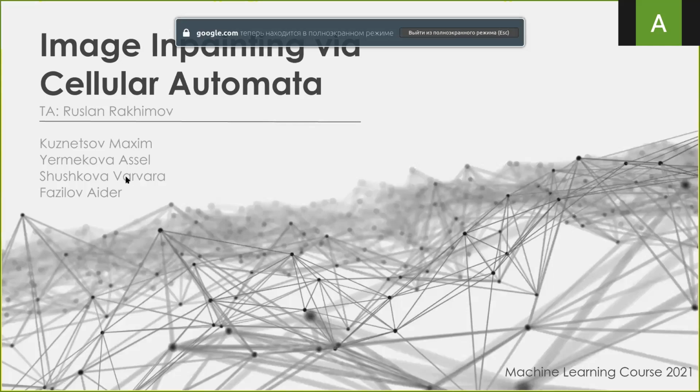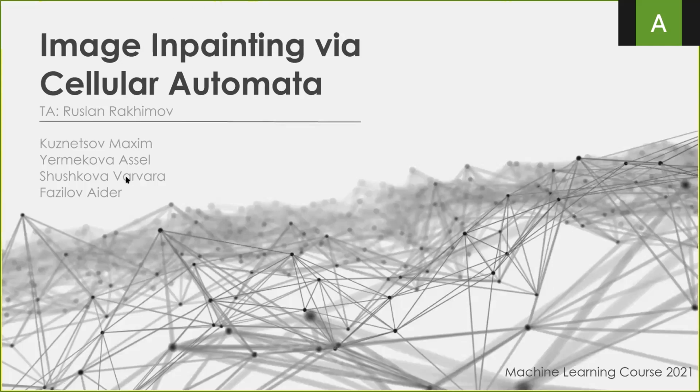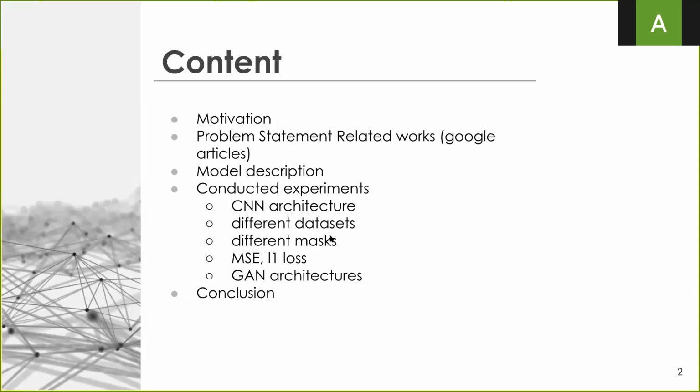Okay, hello everyone. Today our group will present the topic of the project: image inpainting via cellular automata. Here you can see all the people in the group, and our TA is Ruslan Rahimov. On this slide you can see the structure of the presentation. We will start from the problem, then tell about our solution and experiments, and show the results.